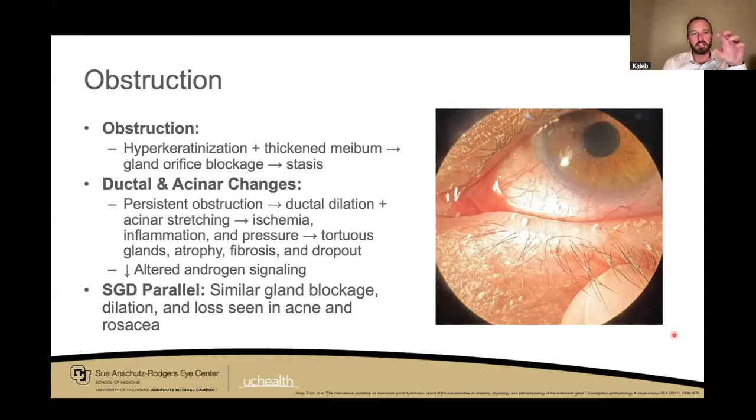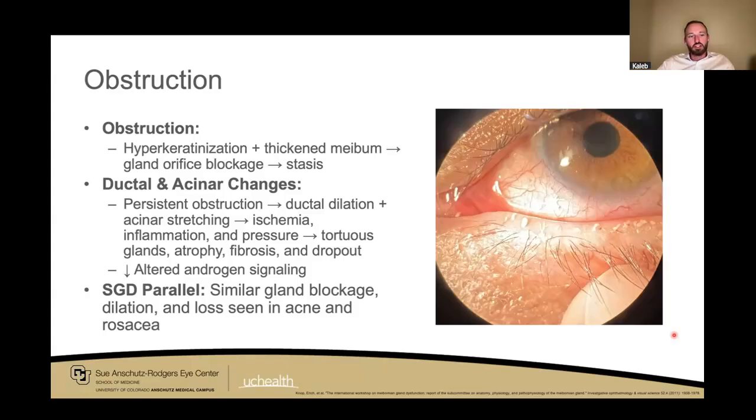So you can get keratinization that covers the orifice. You can also get keratinization in the gland itself. And this will lead to thickened meibum. It'll block the glands. It leads to stasis. When that happens, you start to get pressure inside of the gland. That pressure is going to lead to the gland dilating because the gland is now stretching because there's so much pressure in the gland, but there's nowhere for the meibum to go, yet the meibum is continuously produced. So it leads to tortuous-looking glands, atrophy, fibrosis, and dropout.